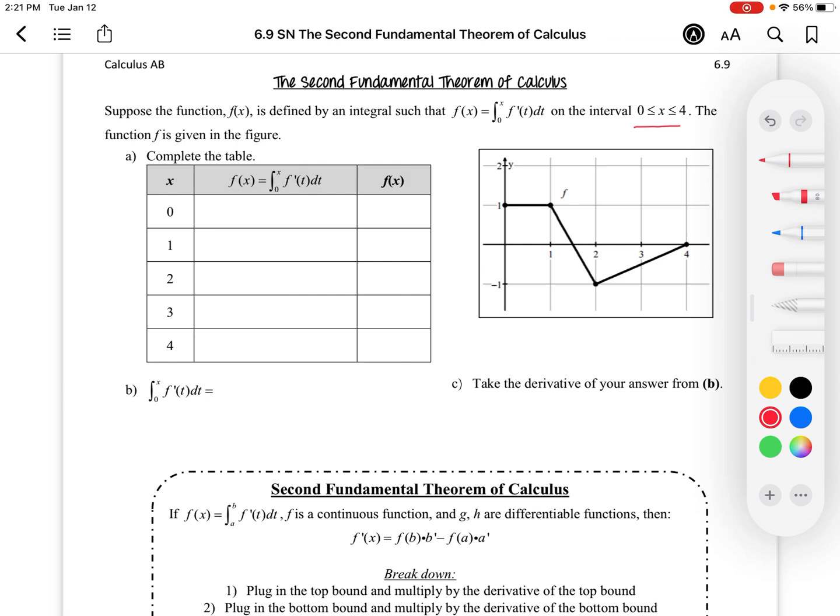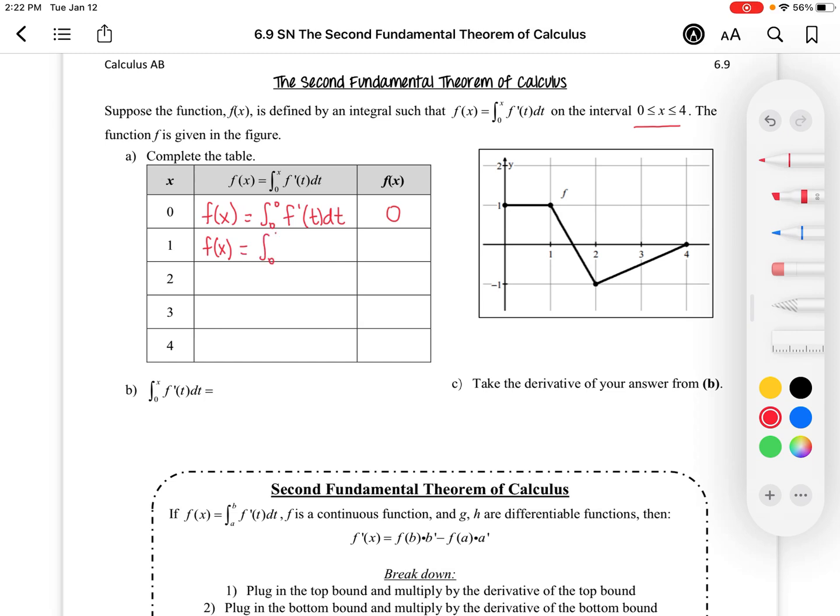So if I'm trying to find my F of x, which is the integral from 0 to x, let's fill in this table. So I'm going to take that F of x is equal to the integral from 0 to 0 of f prime of t dt. And if we're going from 0 to 0, that is a 0 integral, so our F of x is just going to be 0.